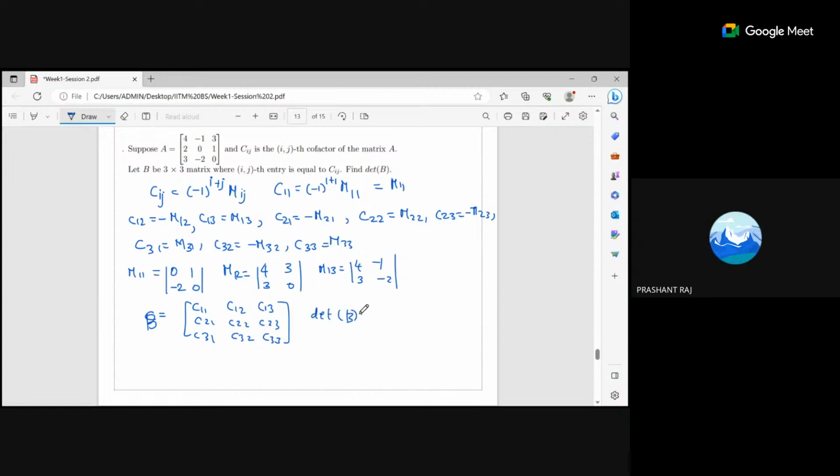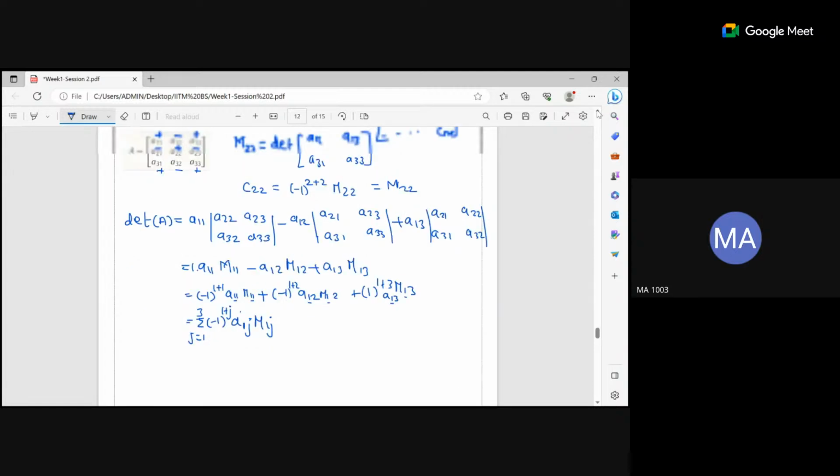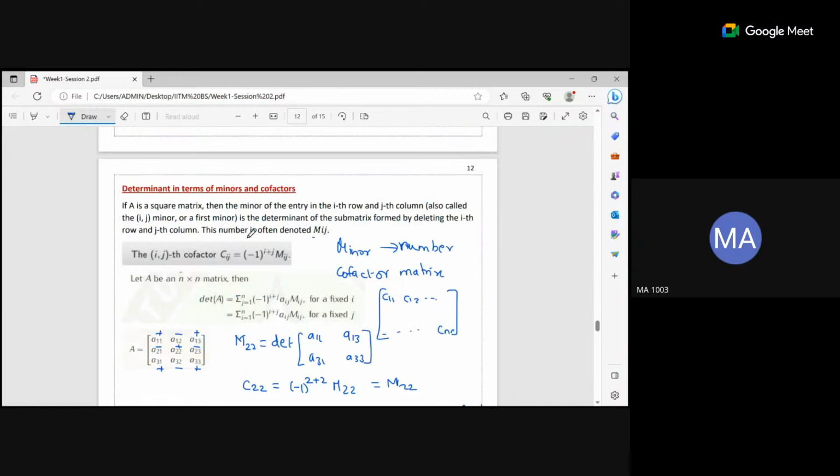Means multiply the ijth entry also. That is what I have done here. No, that is for calculating the determinant, not the cofactor. Please don't get confused. Please see here, Cij is simply this formula. But when you are calculating the determinant, you are multiplying the matrix entries Aij, not in the cofactor itself.